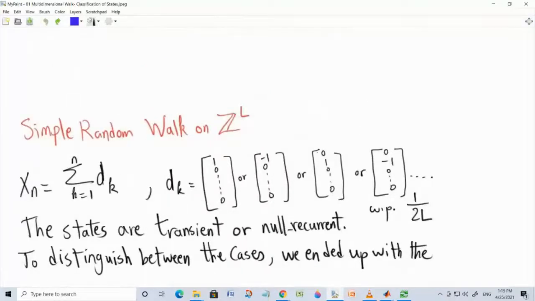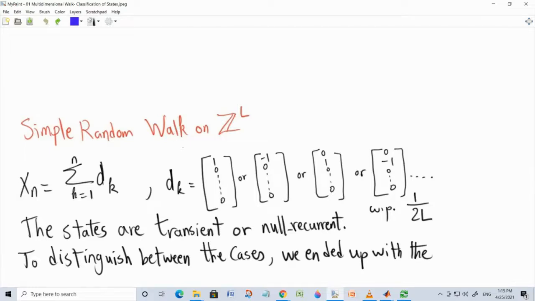Okay, so let's continue our random walk. Last time we had the process X_n, which is the sum of IID random vectors, the L-dimensional random vectors D1, D2, D3, and so on. Those random vectors, there are 2L of them, and each possibility appears with probability 1 over 2L.